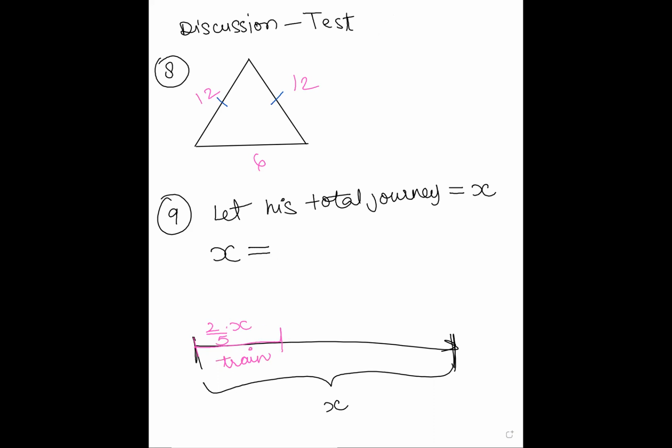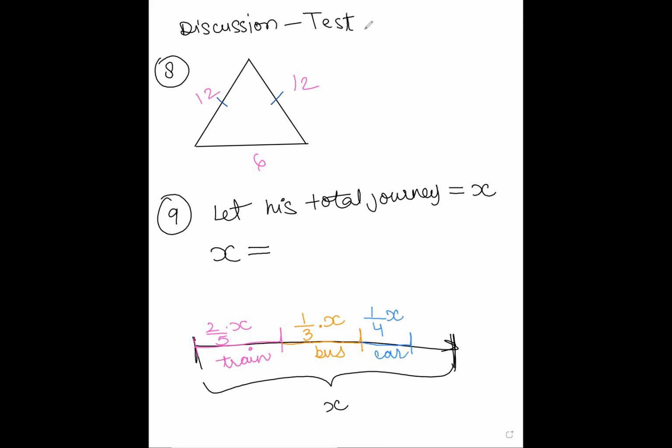Next comes 1/3 by bus. So this is 1/3 of x approximately, by bus. Then after that, 1/4 by car. So 1/4 of x by car. And the remaining 3 kilometers.